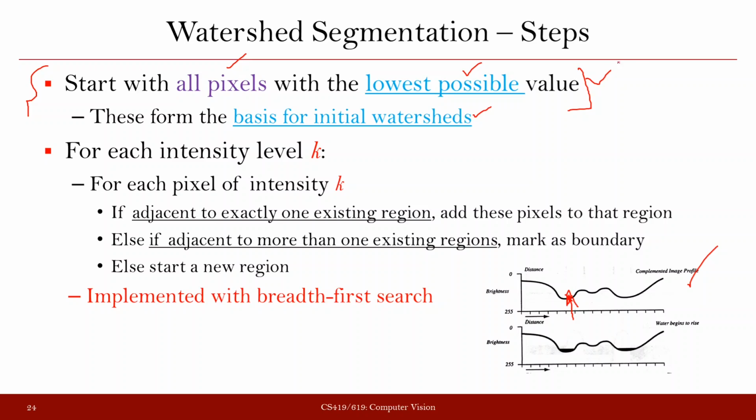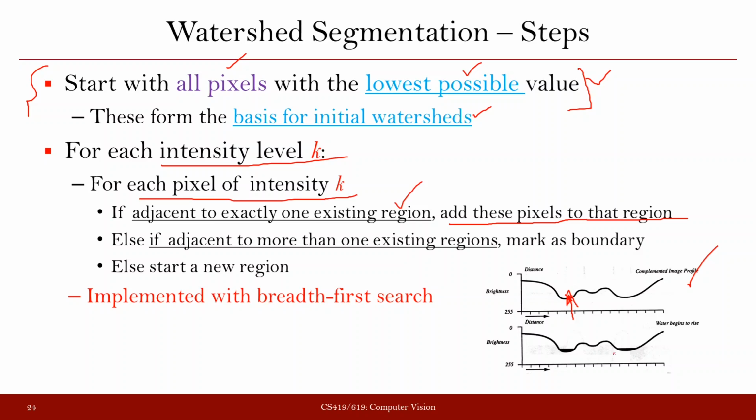Then after that, what we are going to do? After this, for each intensity level K that we have in the image, for each pixel intensity K, if adjacent to exactly one existing region, we are actually talking with respect to one pixel, you will find that adjacent to this particular pixel, if it is adjacent to exactly one existing region, then we have to add this pixel, or these pixels if you have multiple pixels in consideration, into the same region.